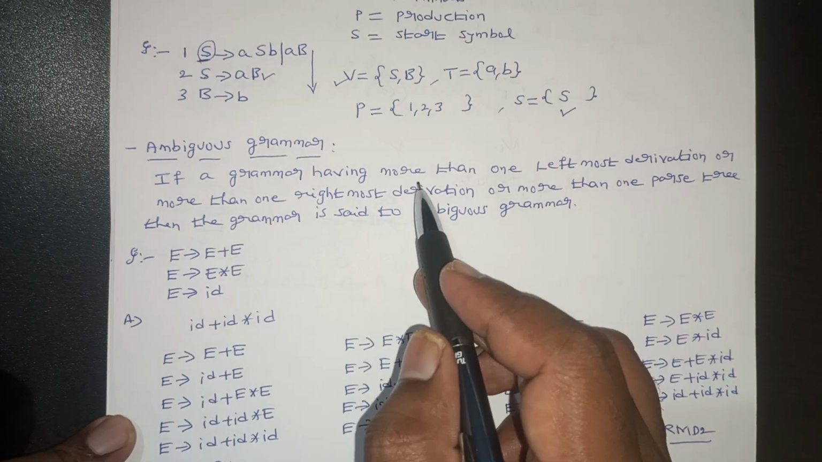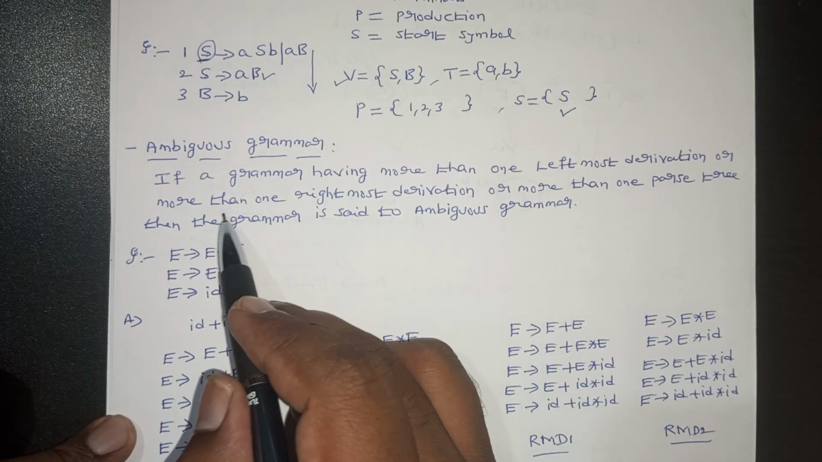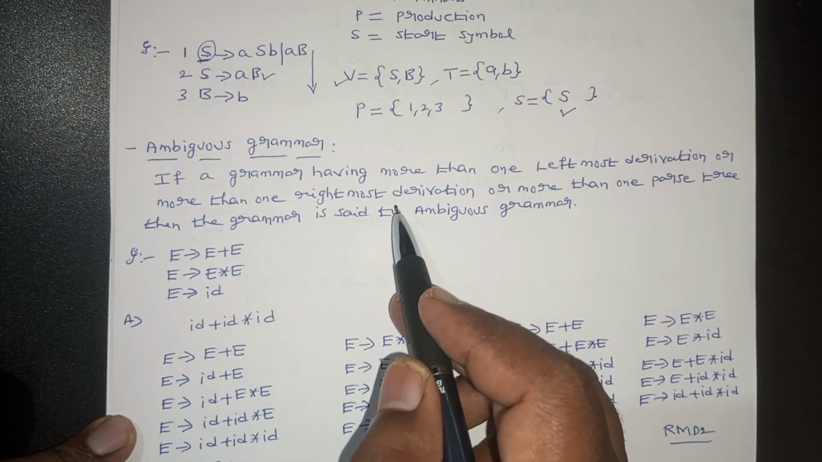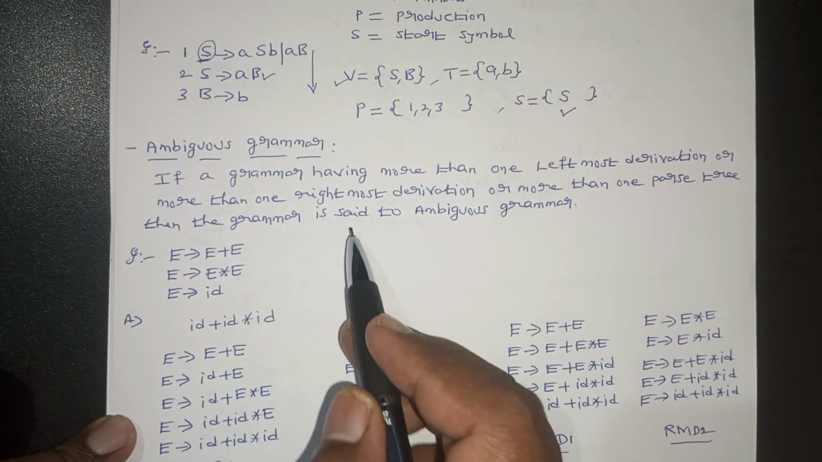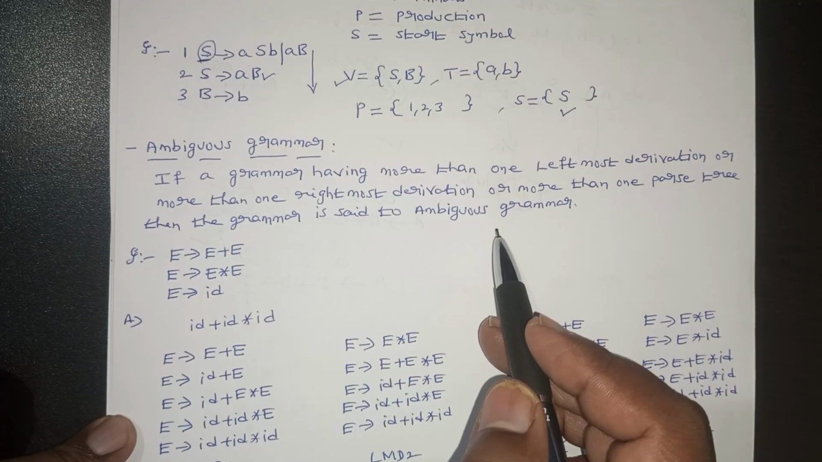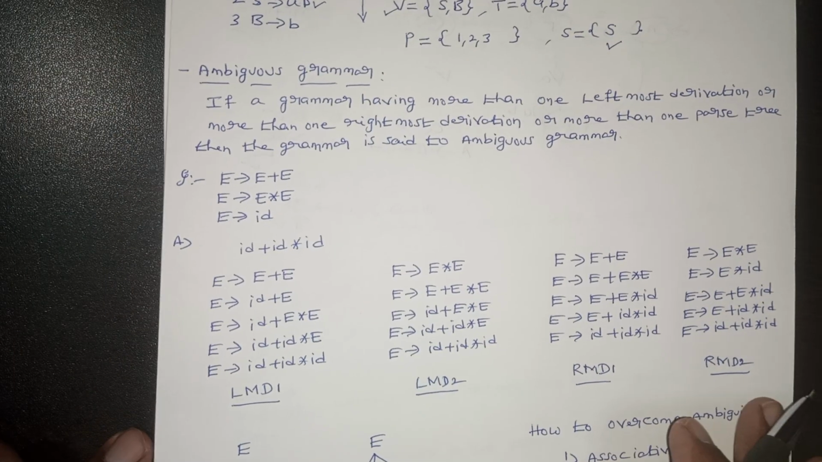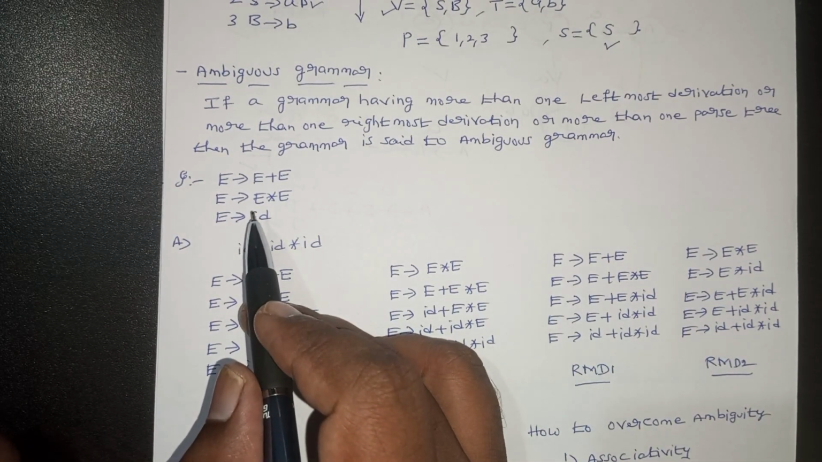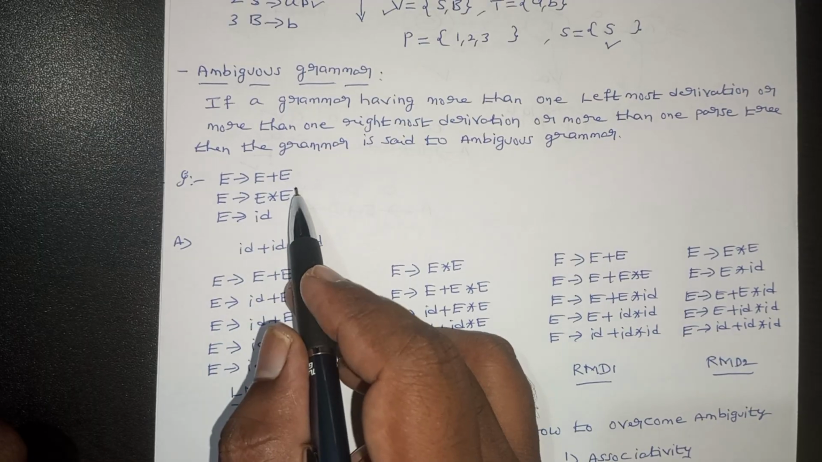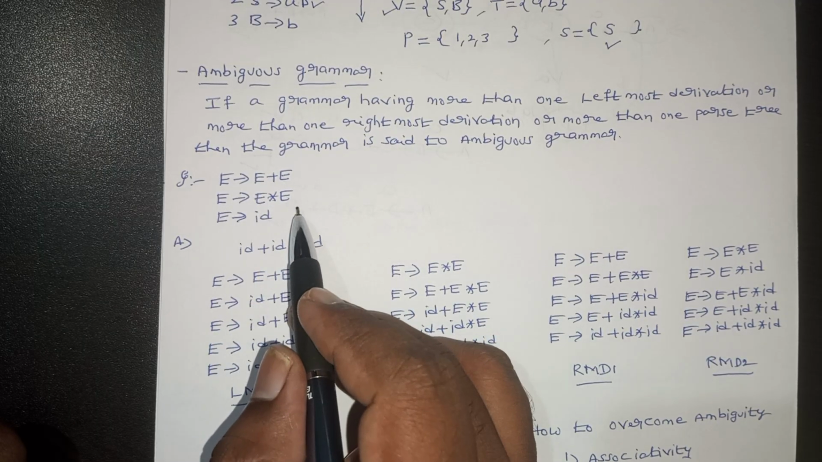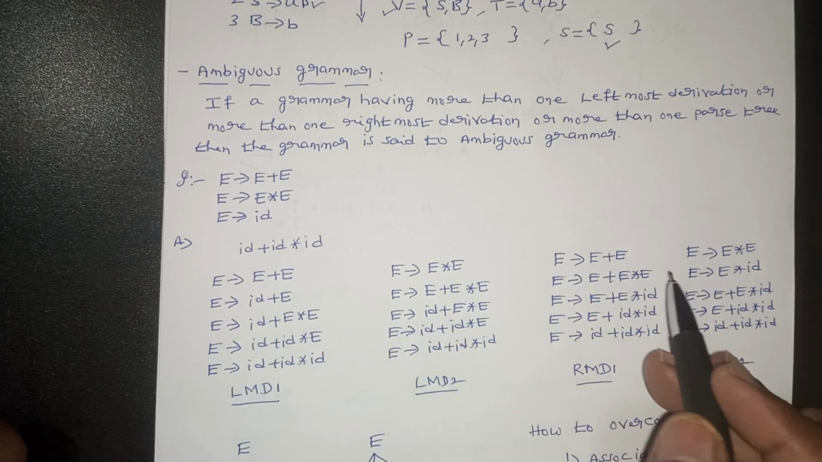If a grammar has more than one leftmost derivation, or more than one rightmost derivation, or more than one parse tree, then the grammar is said to be an ambiguous grammar. Okay, now I'll take an example here. This is a very basic example that many textbooks take. So E tends to E plus E, E tends to E star E, E tends to ID. Okay, so this is the grammar.